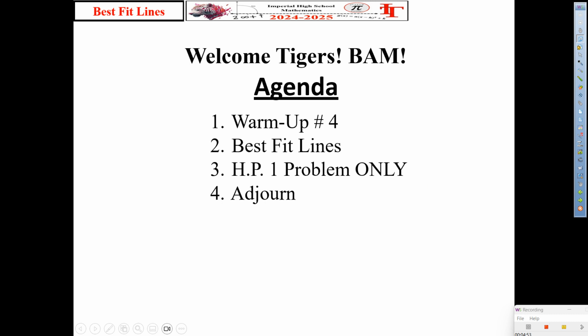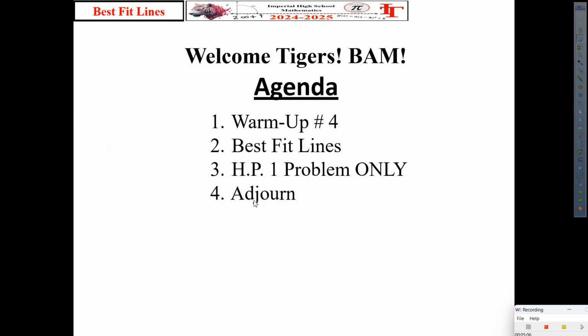And there's the agenda. Copy the agenda, please. So once again, the agenda reads warm-up number 4. Did we finish that? Yes. Today we're covering best fit lines. Think about that one. Does it ring a bell for some of you? You're like, oh yeah, Mr. Q, I have a poster in my room. Right? And tonight's home plate, only one problem. Is that okay with you guys? One problem? Woo. Let's go.